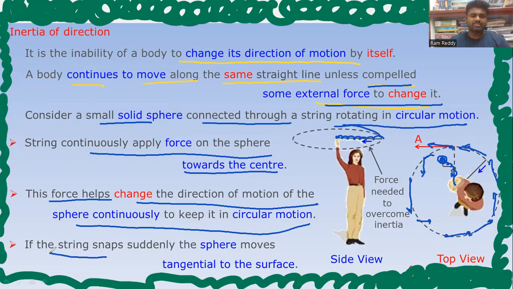If the string snaps suddenly, the sphere moves tangentially to the circle. Suddenly the string snaps, which means it will move tangentially. Okay, that is inertia of direction. Or another example: while you are going in a bus and a sudden turn is taken, we feel pushed towards the left or right. That is also the inertia of direction.